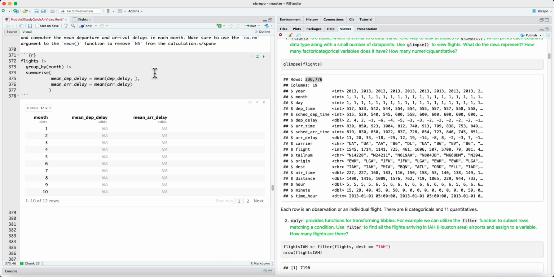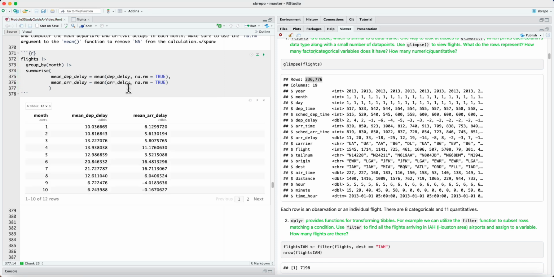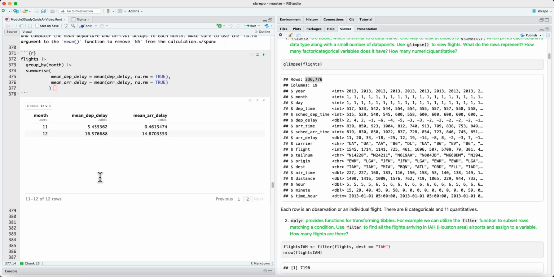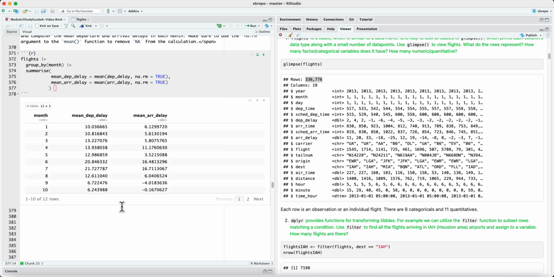This problem can be circumvented using the na.rm argument to the mean function. When we say na.rm is TRUE, NAs are removed from the calculation of the means so that the actual mean can be calculated. And now when we run this code chunk, we get for each month from January to December the mean departure and mean arrival delays. And it seems like June, July and December have the longest departure delays.